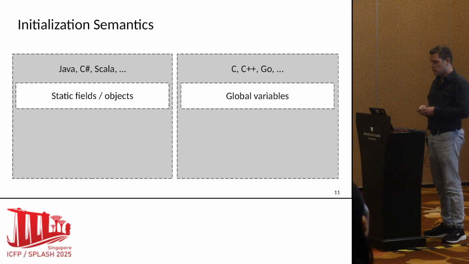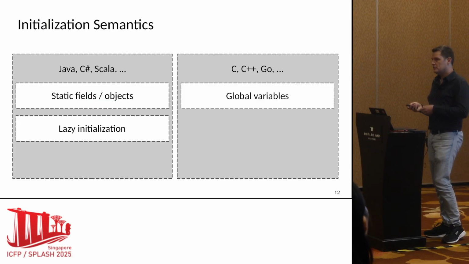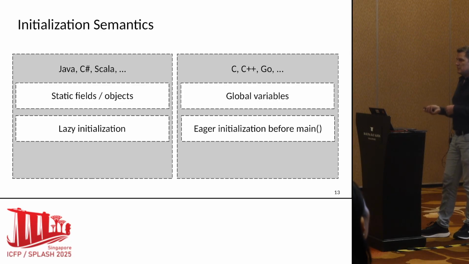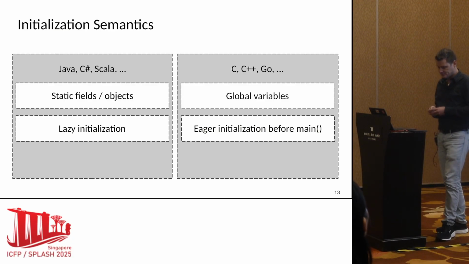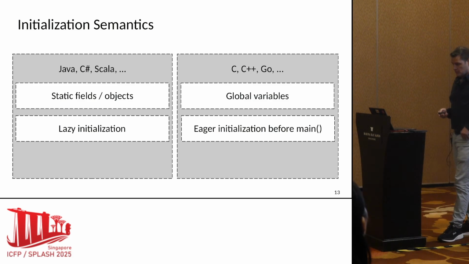Roughly, we have two big groups. Those where initialization happens lazily, like in Java. That's also the case in C# and Scala, for example. Or those where initialization happens eagerly. So these initializers run before the main function is called, which is the case in C, C++, Go, and others. What these have in common is that reasoning about when the initialization happens is quite difficult.